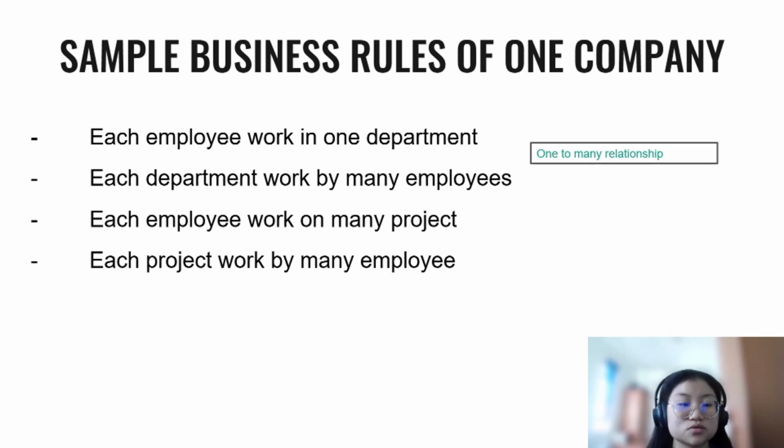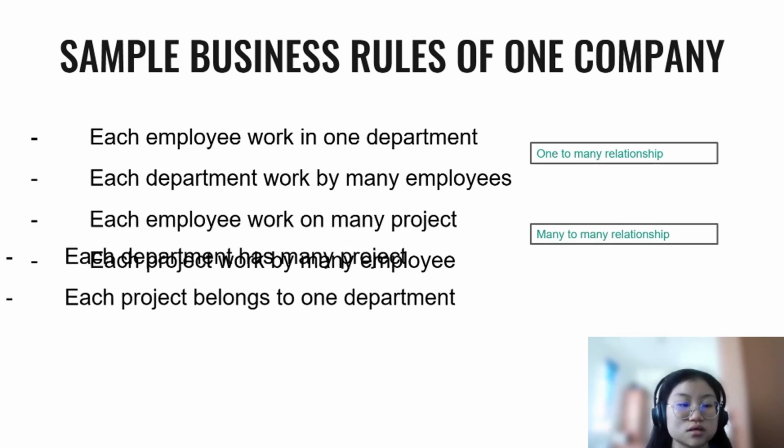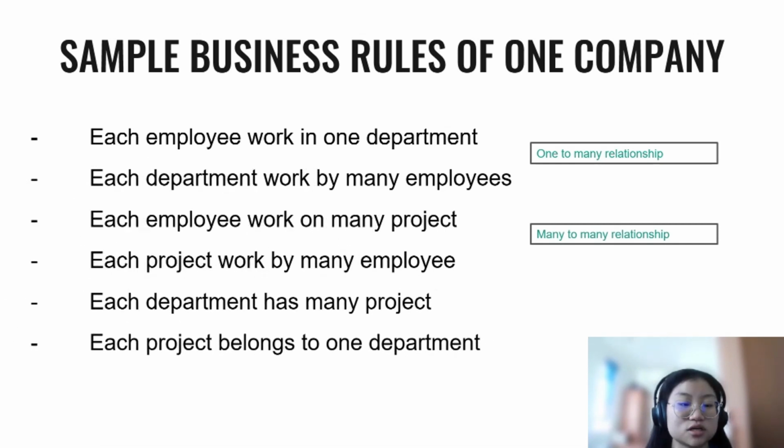The second business rule is each department works on many projects. Each project is worked on by many employees. This shows the relationship of employee and project is many-to-many. The third business rule is each department has many projects. Each project belongs to one department. This shows the relationship of department and project is one-to-many.